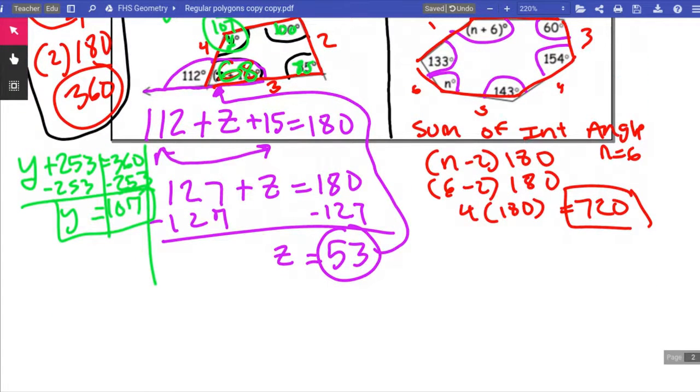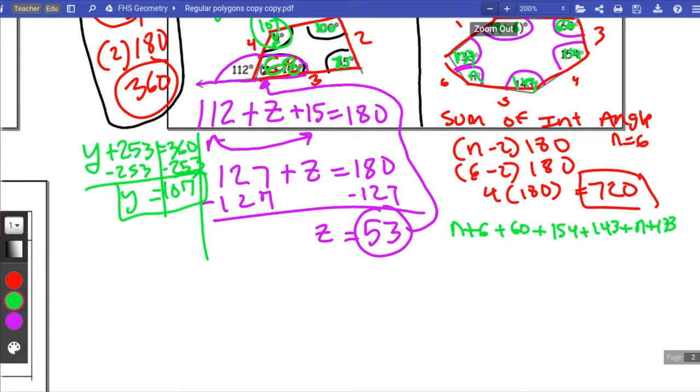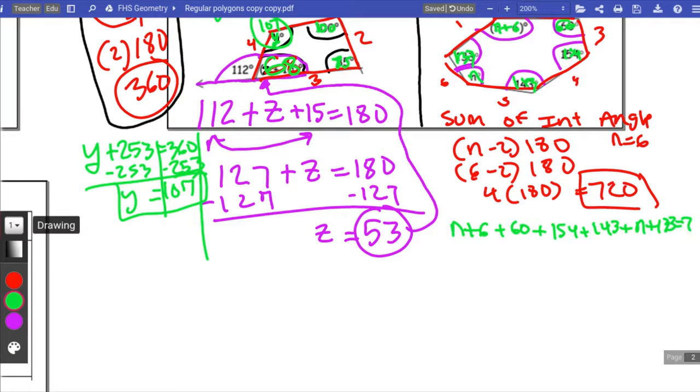So the work goes as follows. You add all the sides, the n plus 6 right here, plus the 60, which is right here, plus the 154, plus the 143, plus the n, plus the 133. All of that equals, what does it equal to? 720. All right, cool.